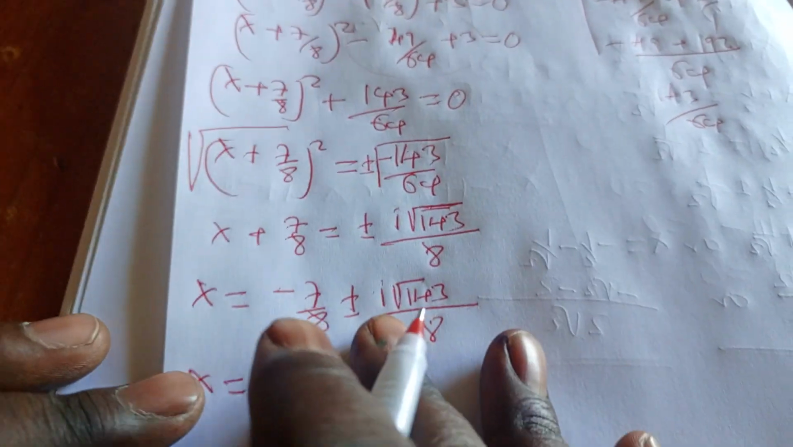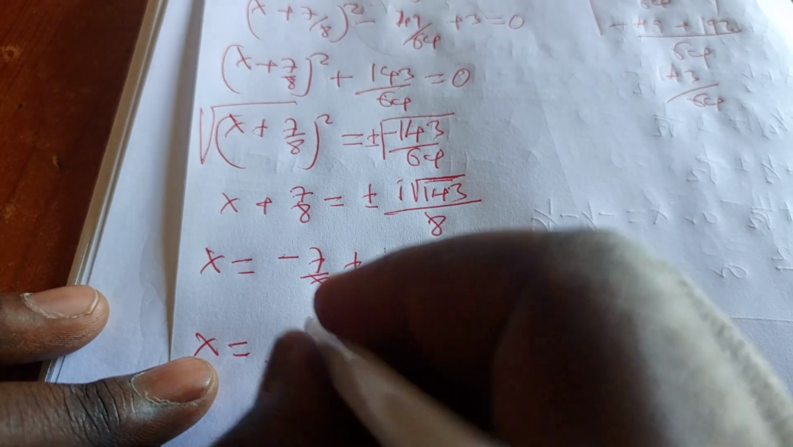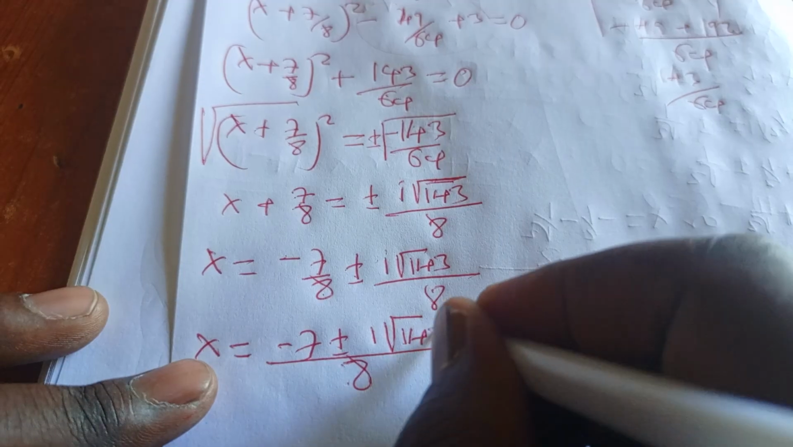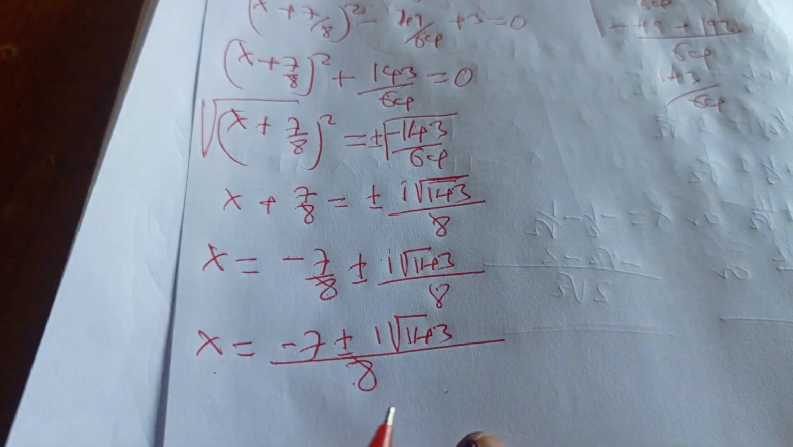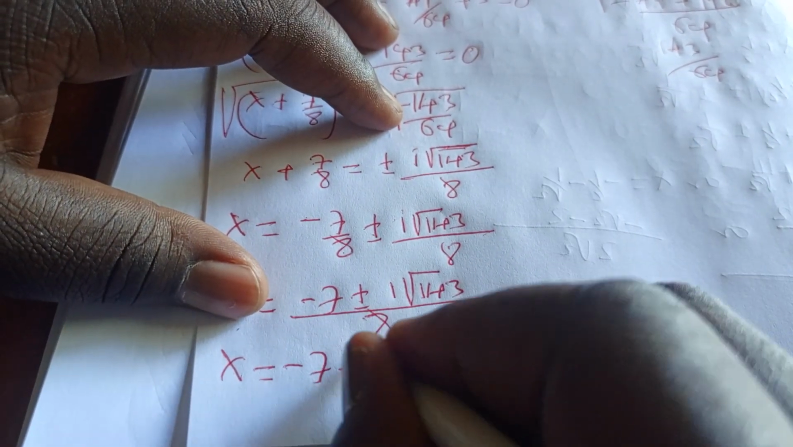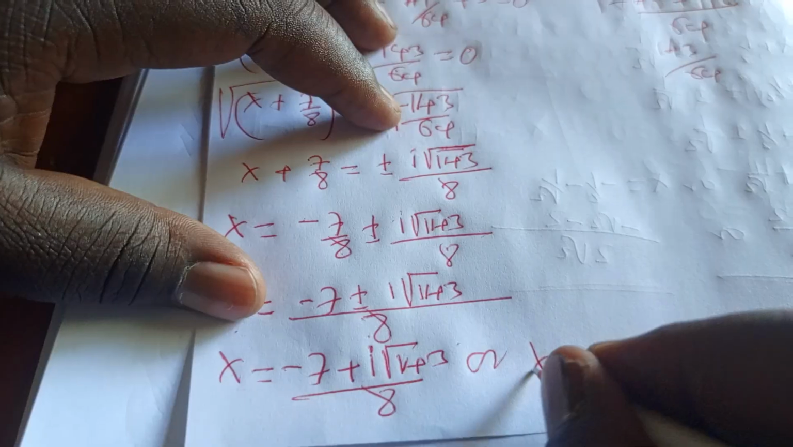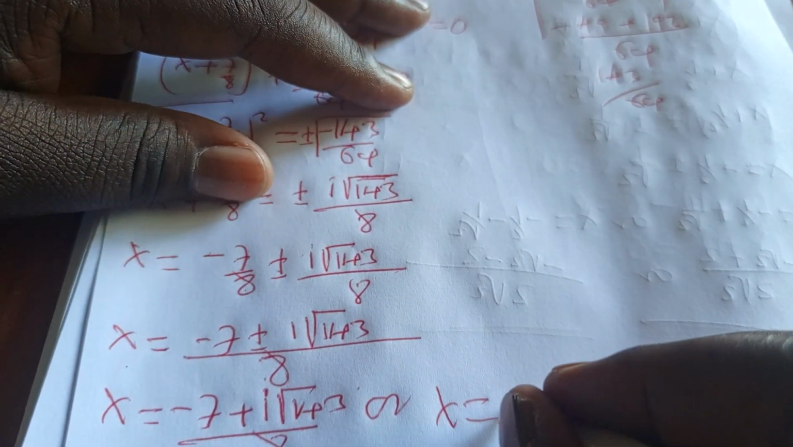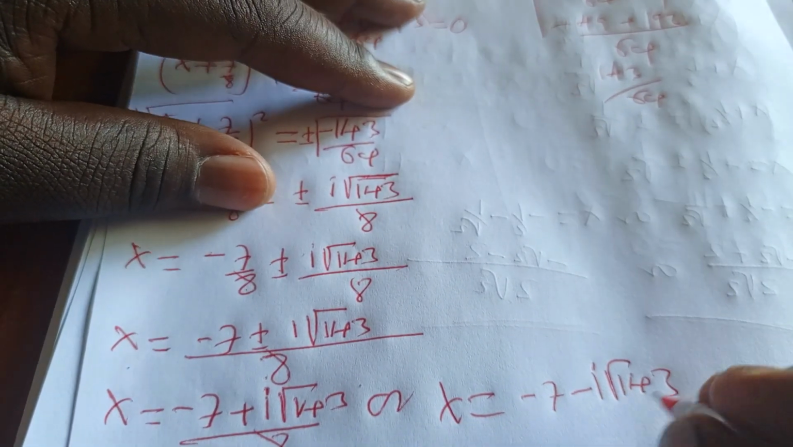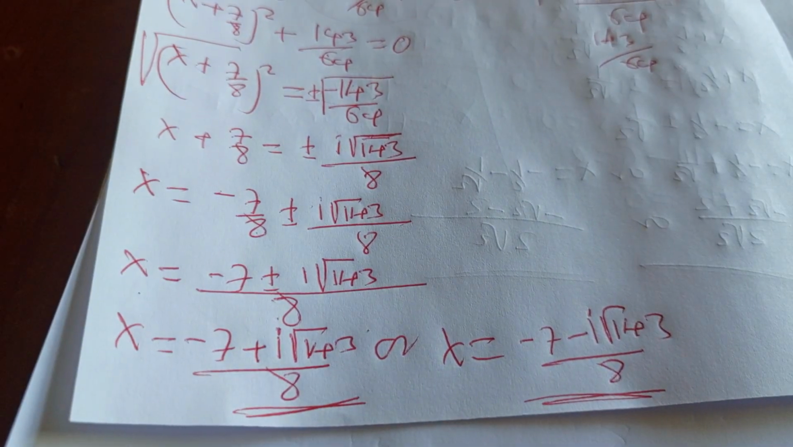So x is equal to, I'll look for a common denominator, which is 8. 8 into 8 is 1. So negative 7 plus or minus i root of 143, like this. So my answers are x is equal to negative 7 plus i root of 143 over 8, or x is equal to negative 7 minus i root of 143 over 8. These are the two answers for this question. Hope it's very clear.